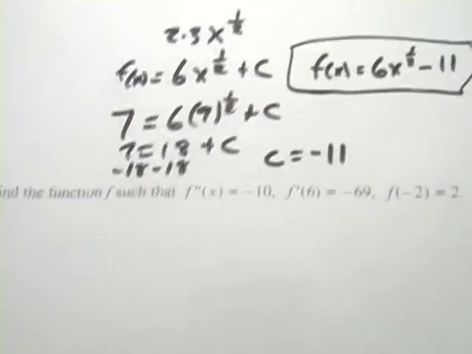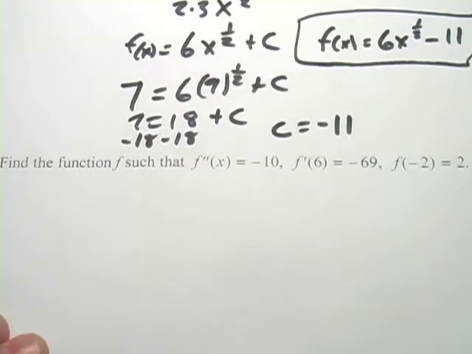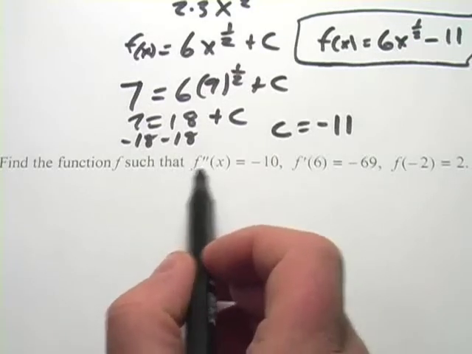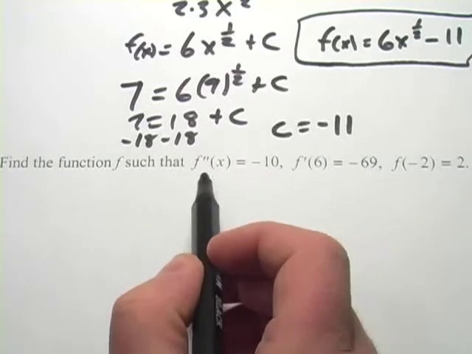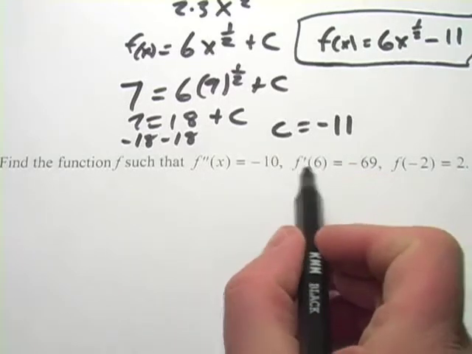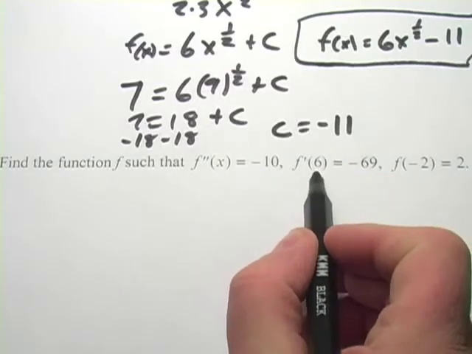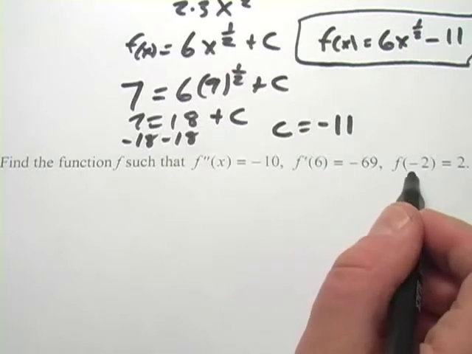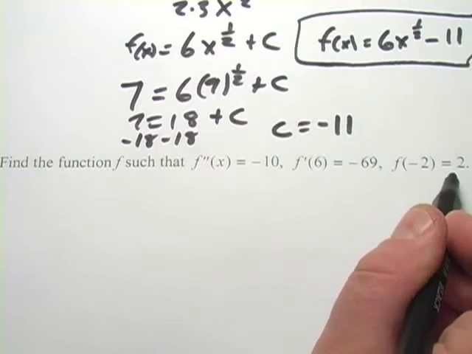All right, let's look at one more. This one's a little bit trickier. Here we're supposed to find the function that has the second derivative, f double prime of x, equals negative 10, and that the derivative of the function, if you put in 6, you get out a negative 69, and in the original function, if you put in a negative 2, you get out a 2.